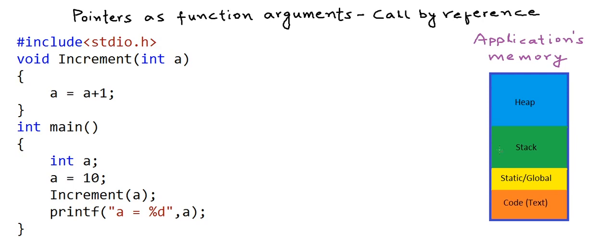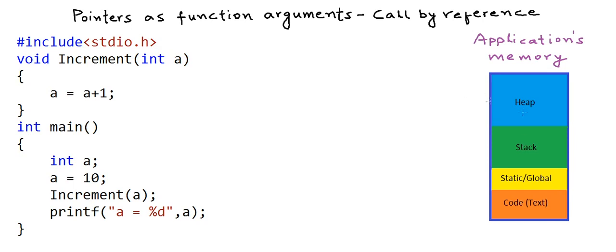Now, the third part of the application's memory is called the stack, and this is really important. This is where all the local variables go, and we will mostly be talking about stack in this lesson. And the fourth part is heap, and we will come to this later in our forthcoming lessons.